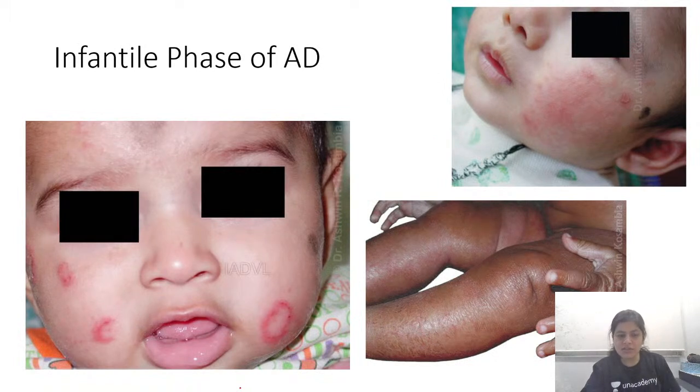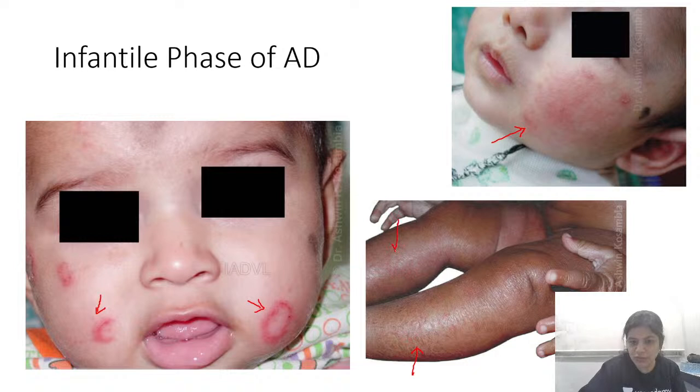So this is a very, very classical image of the infantile phase of atopic dermatitis. Why infantile phase? Because you can see that the lesions are more on the face. You can see this annular lesion on the face here. This is an eczematous patch on the cheek of a child, and you see more of extensor involvement. So this is the infantile phase where you have more of extensor and facial involvement.